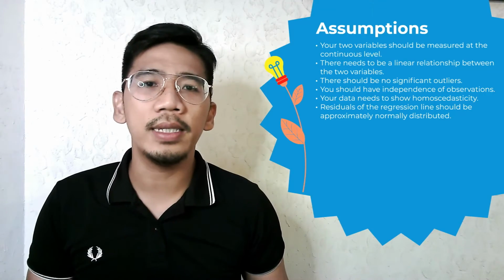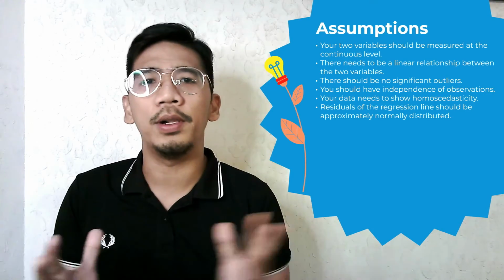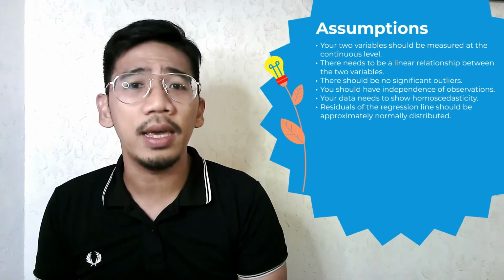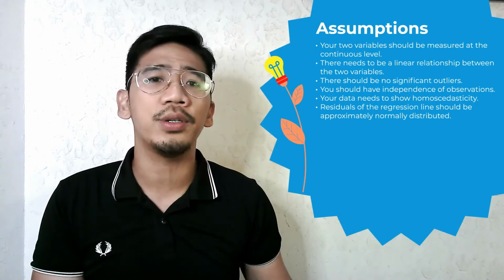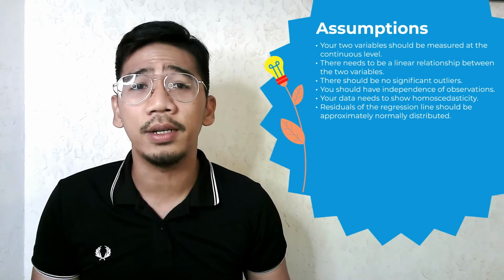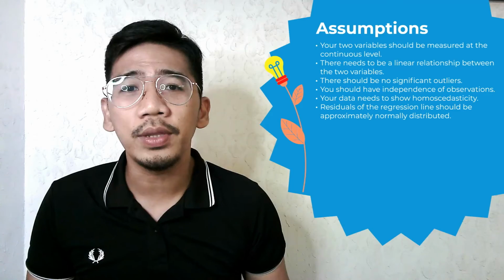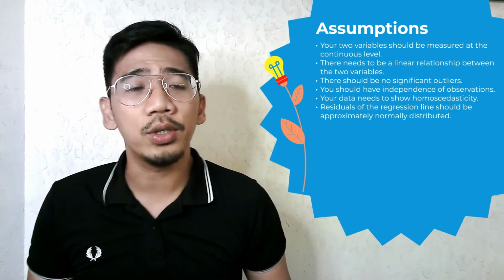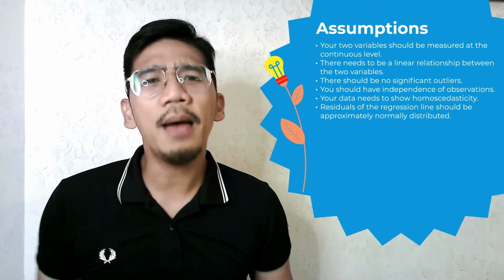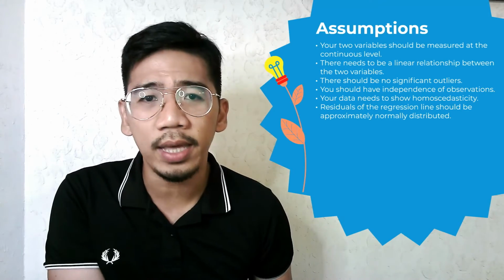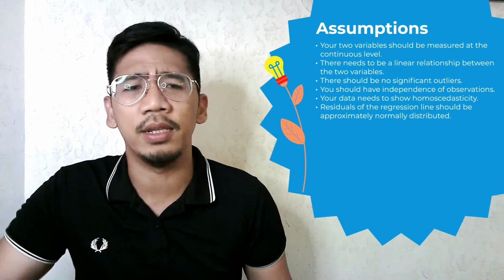Assumption number 1 is that your 2 variables should be measured at the continuous level. That is, they are either interval or ratio variables. Examples of continuous variables include revision time measured in hours, intelligence measured in IQ score, exam performance measured from 0 to 100, and even weight measured in kilograms, and so forth.